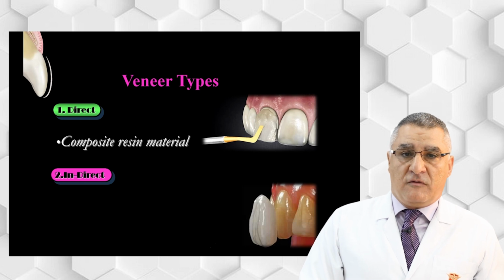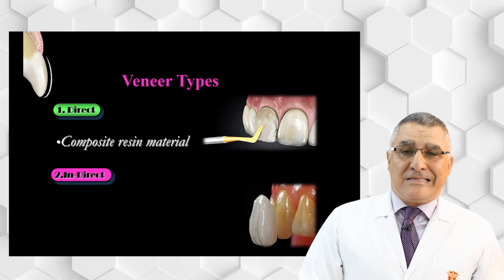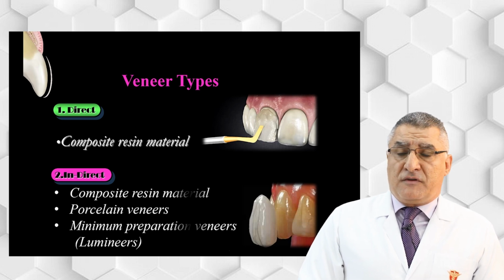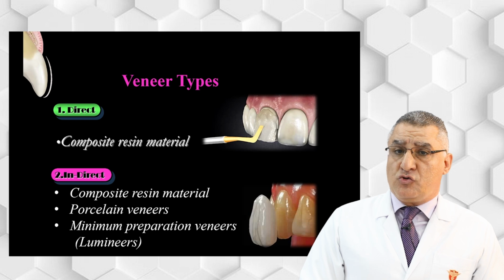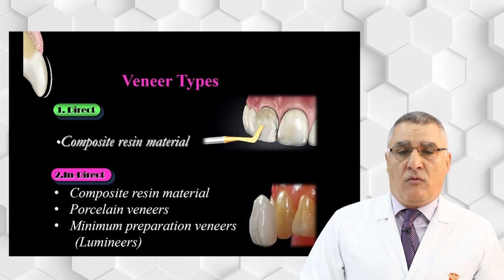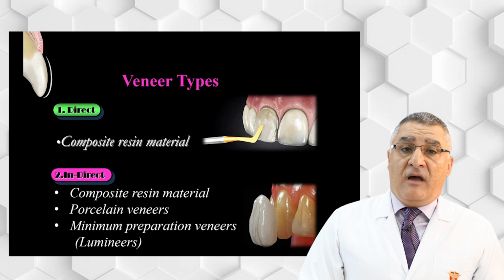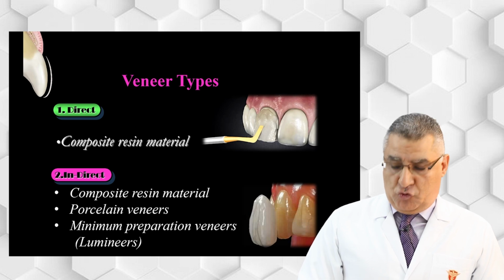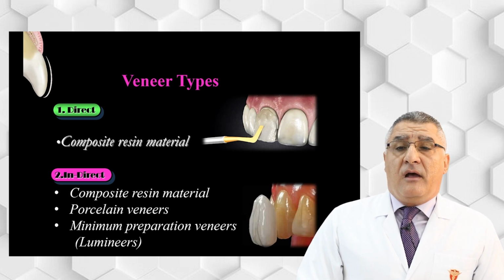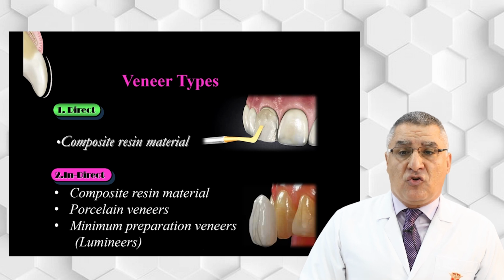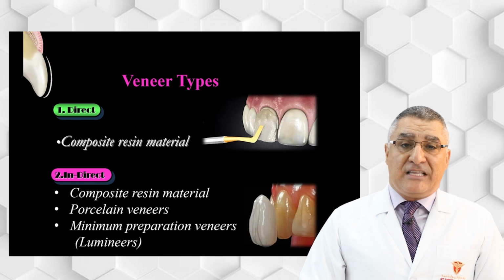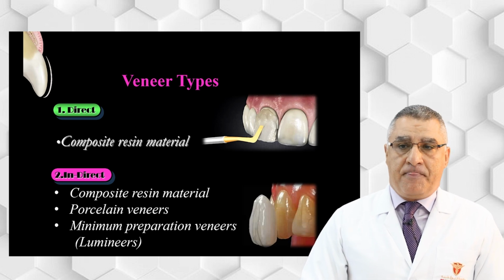The most common type of direct veneer uses composite resin material. For the indirect, we have different types of indirect veneers. Composite resin also could be used indirectly, similar to composite inlays and onlays. We have the ceramic veneers, which are our scope in this course. And we have also minimal preparation veneers or no preparation veneers, and a type which is called extended preparation veneers.